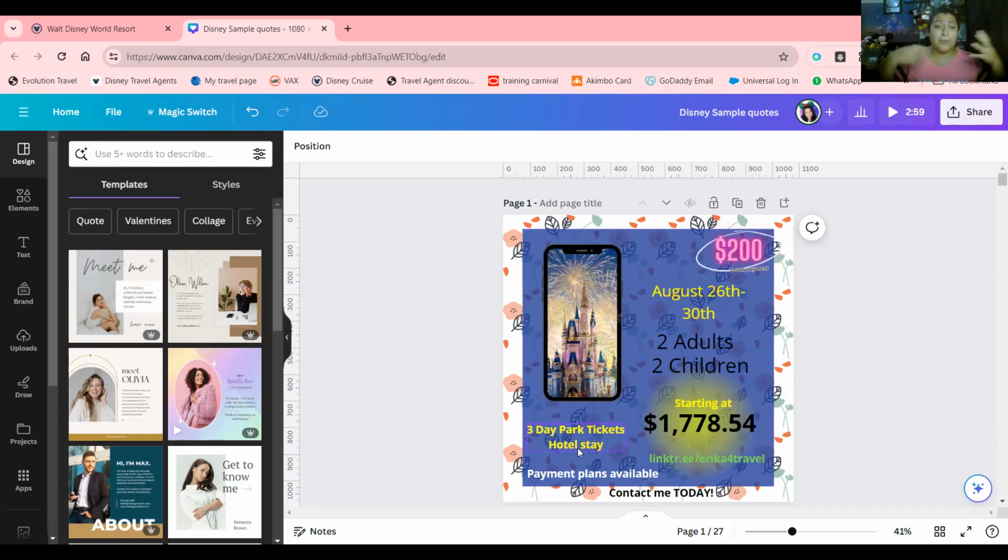It doesn't look overpowering, overwhelming. If you want to go simpler than this, it's perfectly fine. Okay. I do put payment plans available. Again, that's another eye-catching thing.